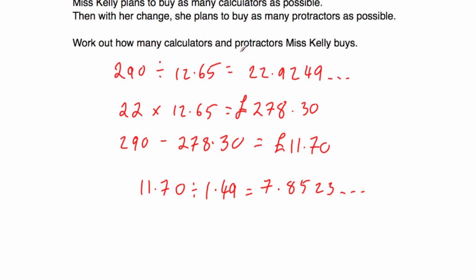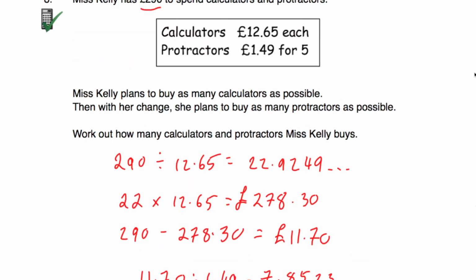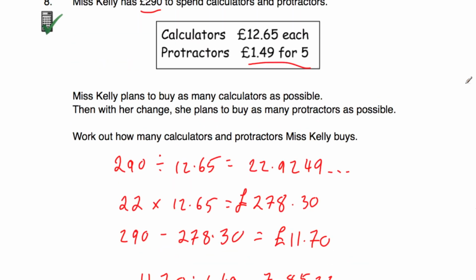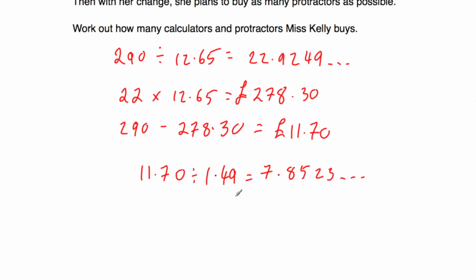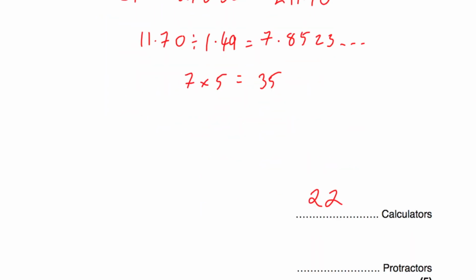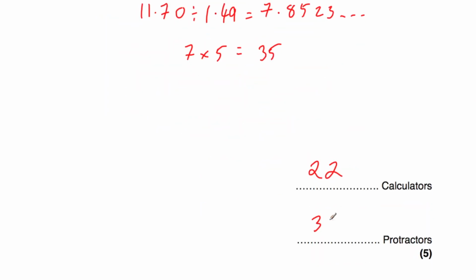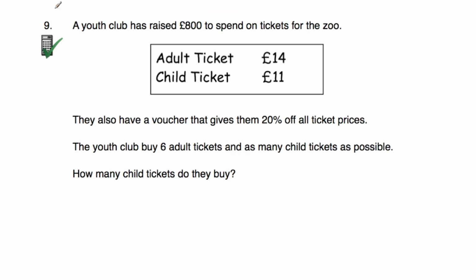And the question says how many protractors she buys. So it's 7 lots of the 5 pack of protractors because it's 5 protractors for £1.49. So it's 7 lots of 5 protractors. So it's going to be 7 multiplied by 5, which is equal to 35. So that's 35 protractors. So she can buy 22 calculators and 35 protractors. And that's it. Okay, let's have a look at our next question. Okay, let's have a look at question number 9.